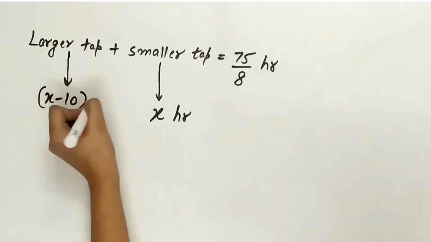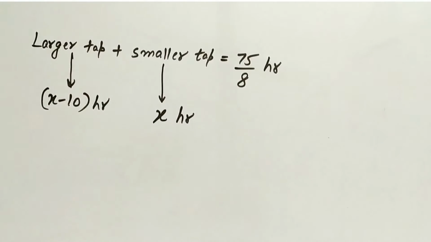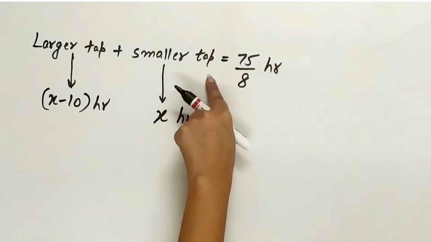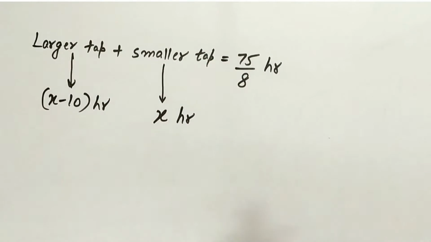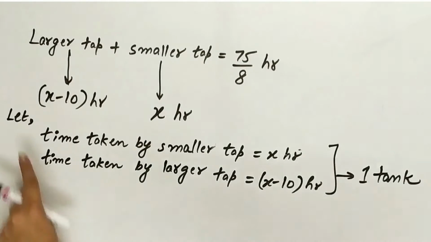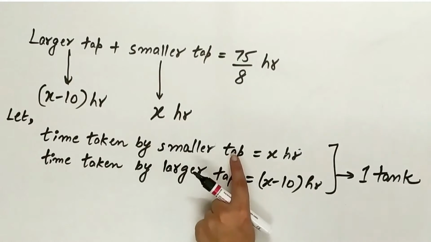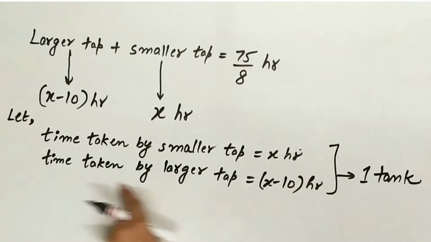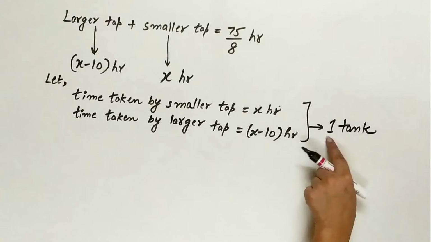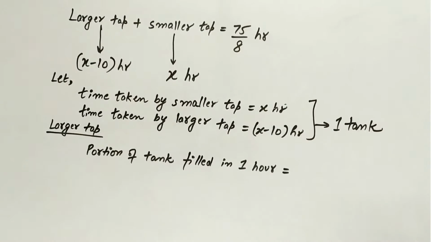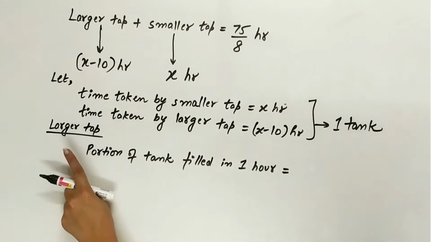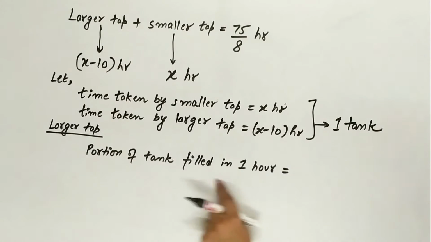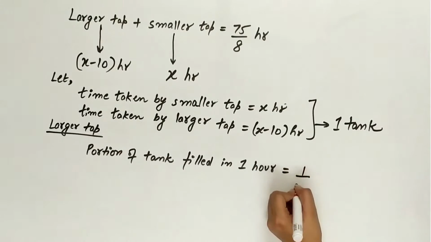We need to find the time in which each tap can separately fill the tank. So follow with me. Let the time taken by the smaller tap to fill one tank be x hours. Time taken by the larger tap to fill one tank is x minus 10 hours. The portion of tank filled in 1 hour by the larger tap is 1 by x minus 10.